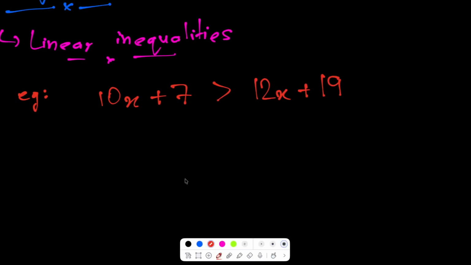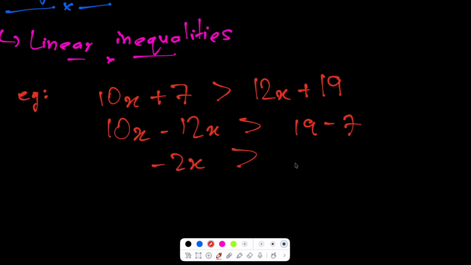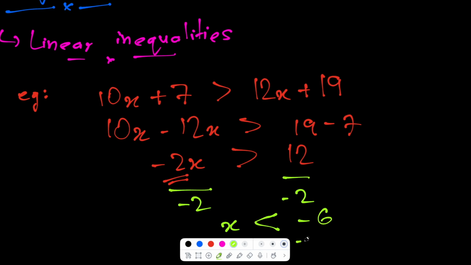Example on linear inequalities. First, let's bring all the like terms to one side. Now, as you will notice, the coefficient of x is minus 2, which is negative. So, always keep in mind, when we divide the inequality by a negative number, our sign will be the opposite. So, basically, 12 divided by minus 2 is minus 6. Therefore, the sign changes and we get x is less than minus 6.